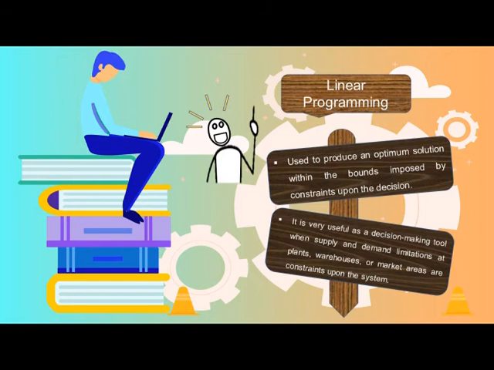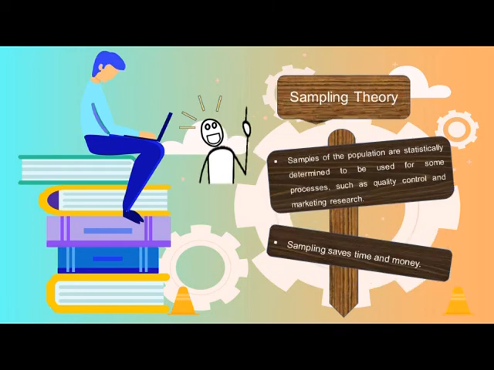Linear programming. It is used to produce an optimum solution within the bounds imposed by constraints upon the decision. It is also very useful as a decision-making tool when supply and demand limitations at plants, warehouses, and market areas are constraints upon the system.